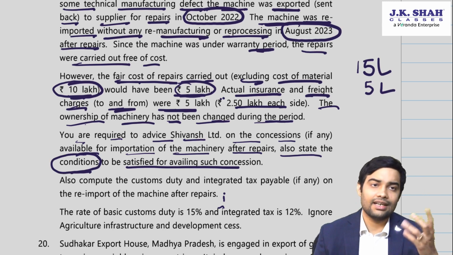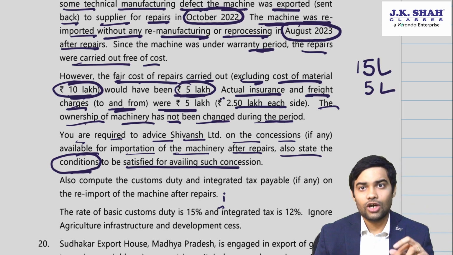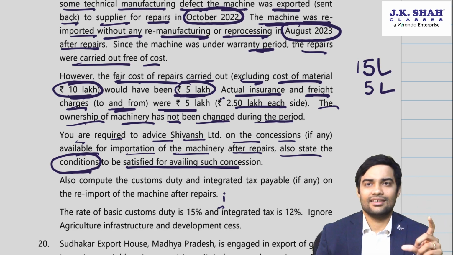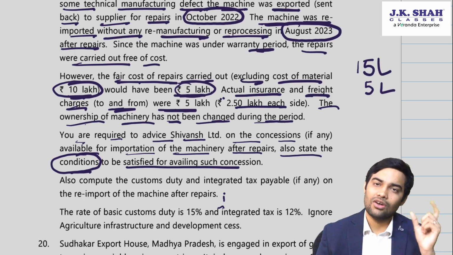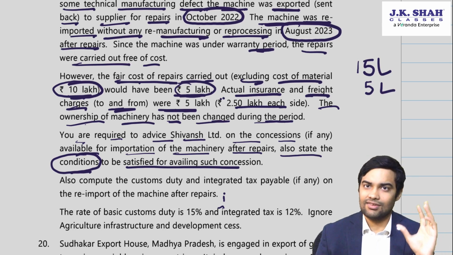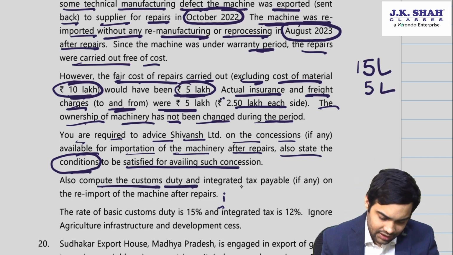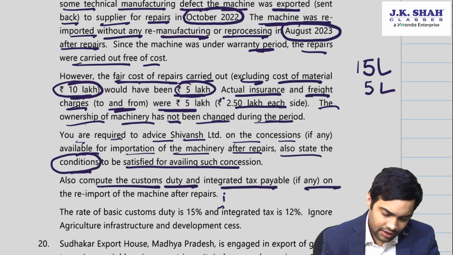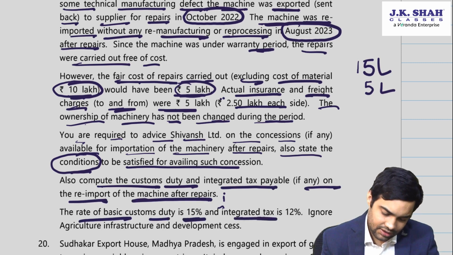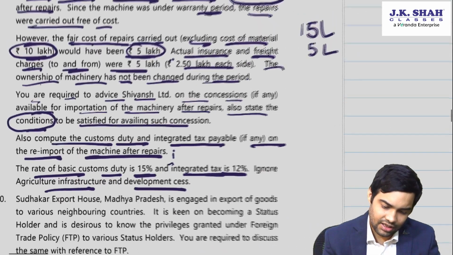So you will have to write that the machine should be re-imported within 1 year plus extendable, plus there should not be any remanufacture of that machine. Then in that case, the benefit which is available on fair cost of repair and to and fro freight and insurance, custom duty will apply only on that. Also compute the custom duty and integrated tax payable, if any, on re-import of the machine. Basic custom duty rate 15%, integrated tax 12%. Ignore agriculture, infrastructure and development cess.